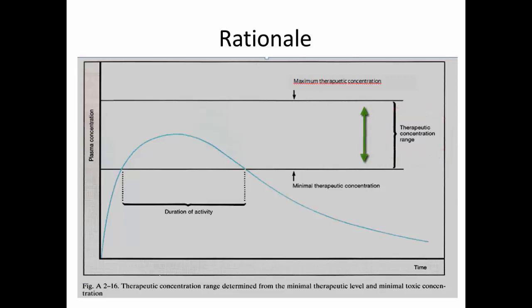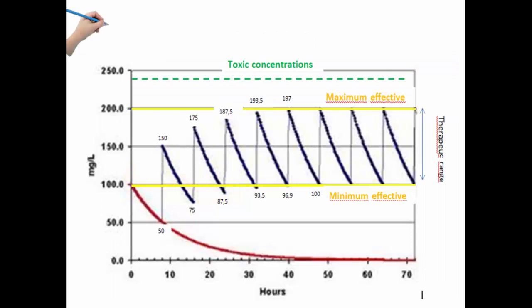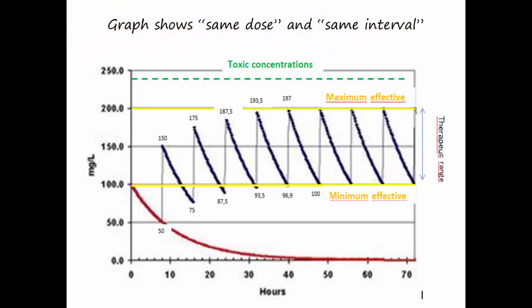And in this case, they have administered a single dose of a drug by an extravascular route, and the duration of action will take place as long as the drug is within that therapeutic range. So in this next graph, we see what happens when the same dose is administered at the same interval. In this case, they were giving it every 8 hours and by an intravascular injection.